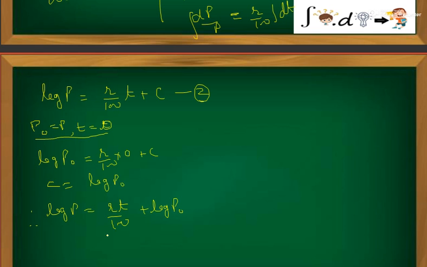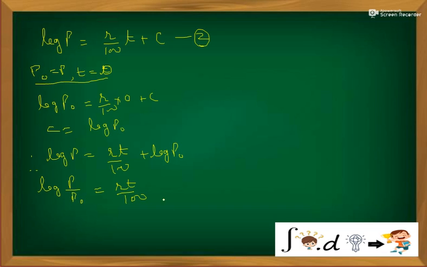The same steps are coming. Take log P naught to this side, and therefore by using the properties of log it becomes log P by P naught is equal to RT by 100. Say this equation is number 3.